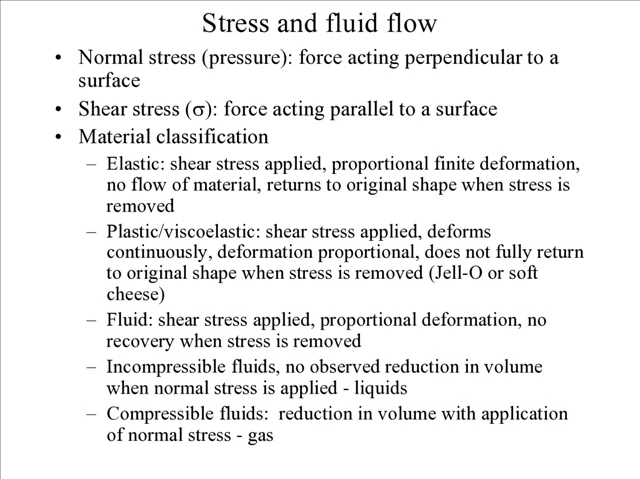Material classifications are several different types. Elastic is a material where, when the shear stress is applied, there is proportional, definite deformation, no flow of material, and it returns to its original shape when stress is removed. There are lots of different plastics that do this, or rubbers that do this, and certain foods.